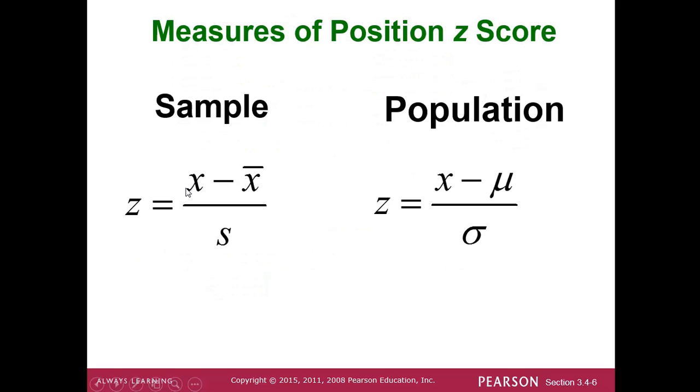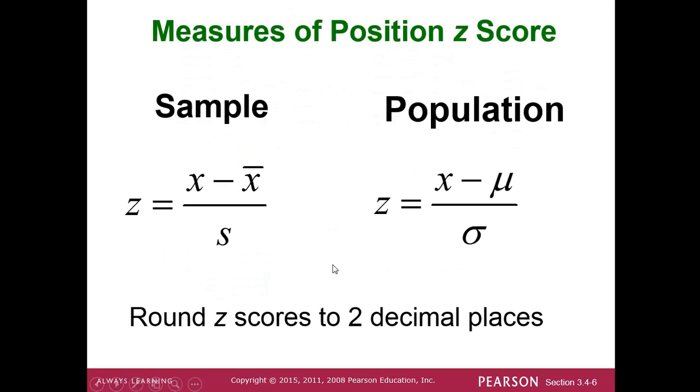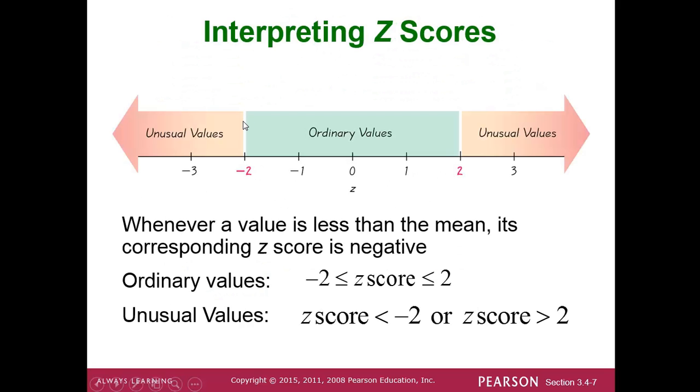To compute it, you take your individual score, subtract the mean, and then divide that difference by the standard deviation. Again, notice we have two forms of this formula. One, if we're dealing with sample values, and the other, of course, if we're dealing with population values. In this particular population formula, you will see mu and sigma instead of x bar and s. Keep in mind that usual or ordinary values for z will fall between -2 and +2 standard deviations. Z-scores beyond 2 or below -2 are considered to be unusual.